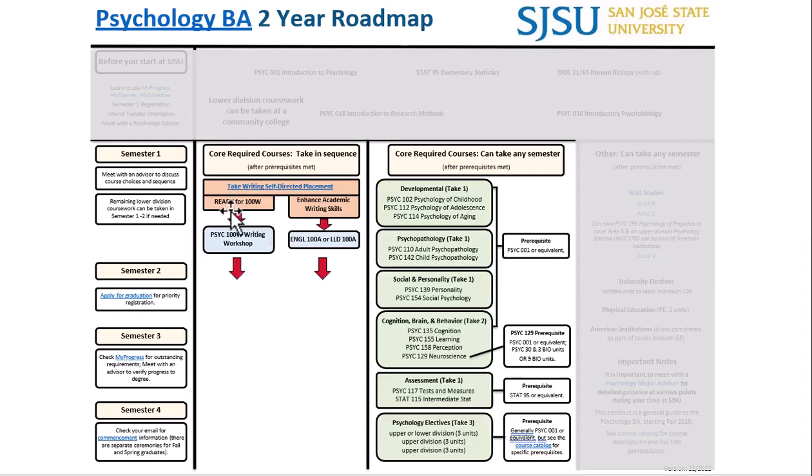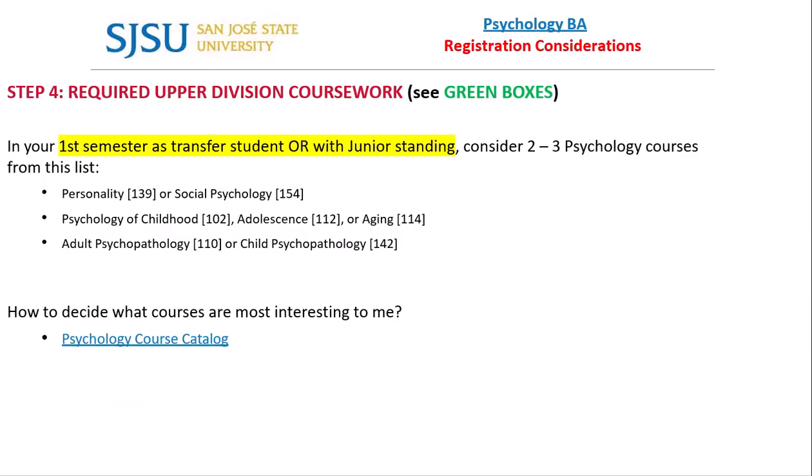Now that I've talked about 100W, let's jump over to the next area here. As I said before, these are our other required upper division psychology courses. You have more flexibility in when you take these other courses. So let me give you some priorities to help guide your schedule. In your first semester as a transfer student or as a junior, what we suggest is you consider taking 2 to 3 psychology courses from this list.